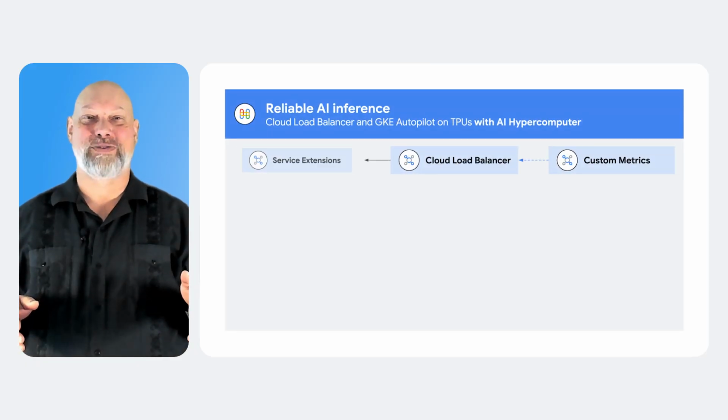AI Hypercomputer is a fully integrated supercomputing architecture that provides an end-to-end experience for AI infrastructure, optimizing for performance, speed, and cost efficiency. It addresses the challenges of serving AI workloads reliably by offering scalability and fault tolerance. Now, this is where it gets fun.